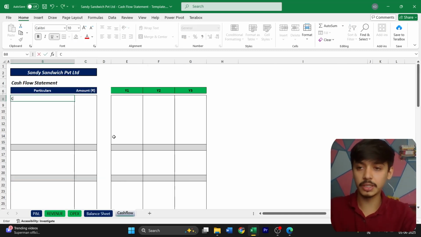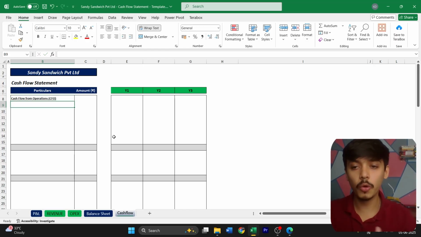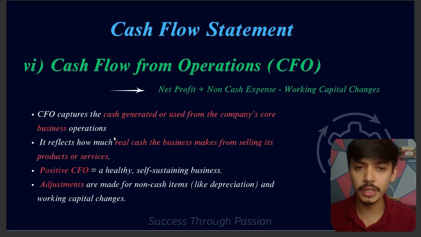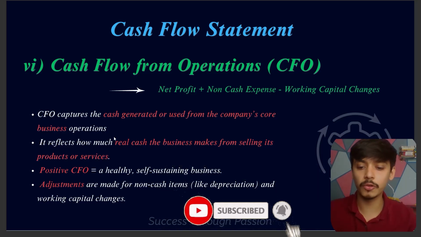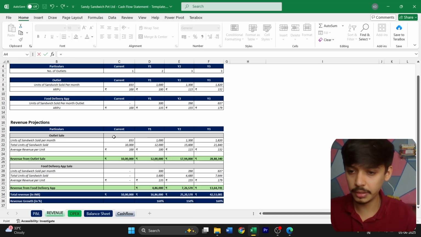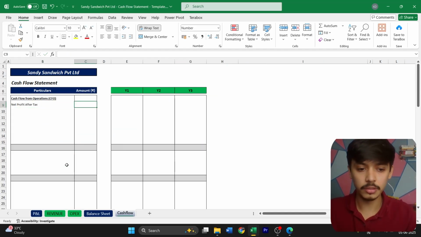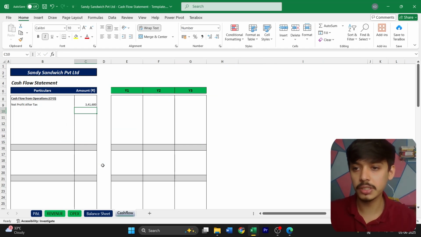Initially, we will start with cash flow from operations, CFO, and we will go as per the formula. So for that, we have this. We saw that CFO is equal to net profit plus non-cash expense minus working capital changes. So we will start plugging in from net profit. This will be net profit after tax, and this will be the amount for that, which is 341,600.